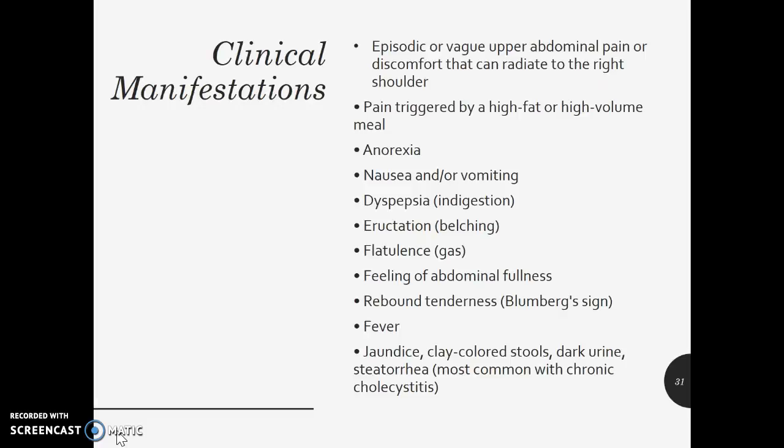They also can have signs of anorexia, nausea, vomiting, serious indigestion, gas, belching, a tight or tender abdomen, and fever. They may also have some jaundice, clay-colored stools, which are a symptom of jaundice, and dark urine, and sometimes you may also see steatorrhea.